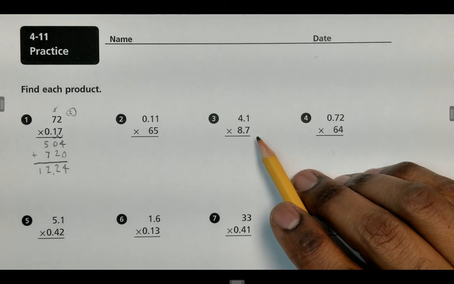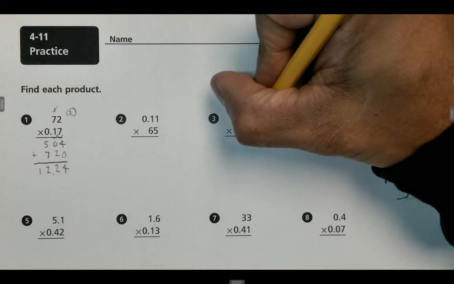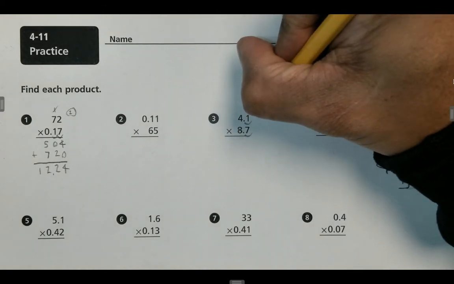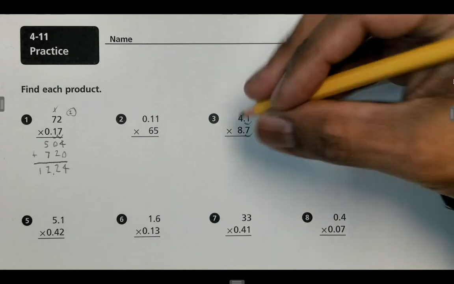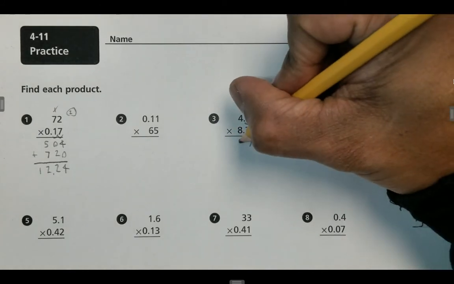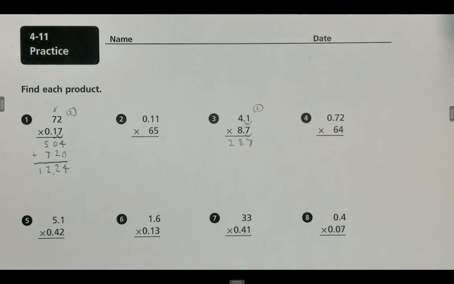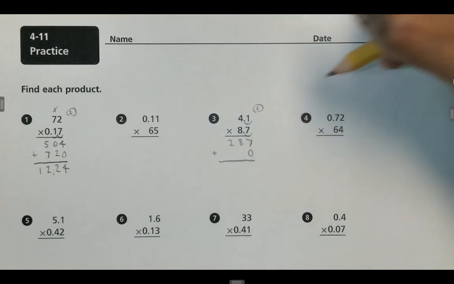Skipping ahead to number 3. How many places do we need to push decimal points to clear them out? Whoop, whoop. 2 pushes will do the trick. We'll solve this as if it's 41 multiplied by 87. First row, 7 times 1 is 7. 7 times 4 is 28. First row is complete. Second row, we'll put our 0 placeholder down.